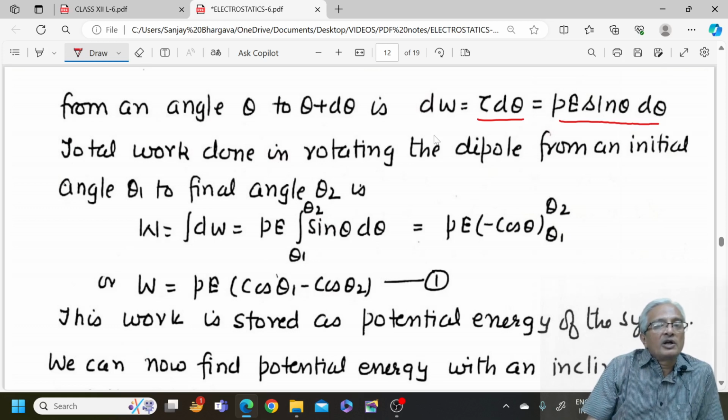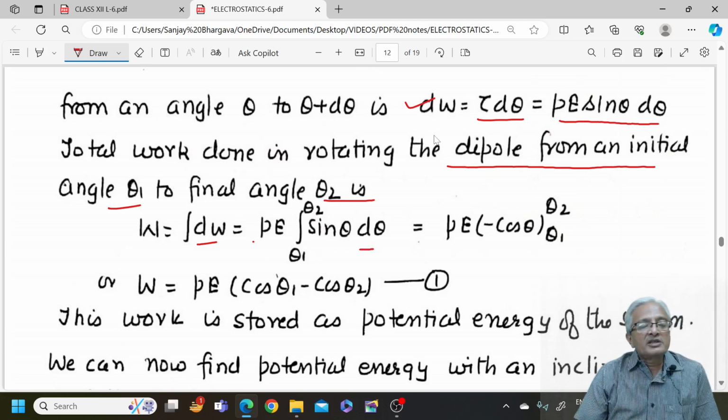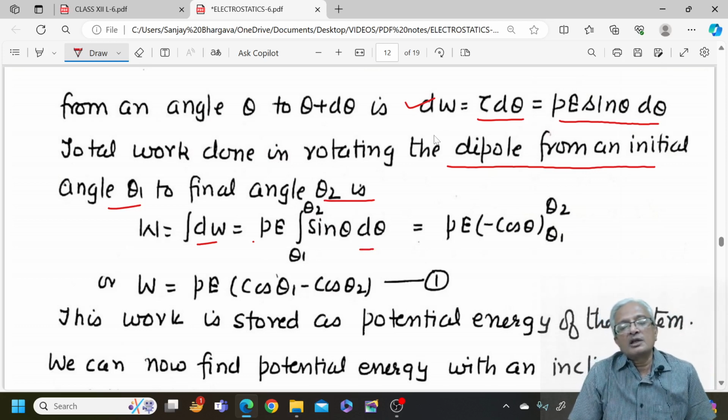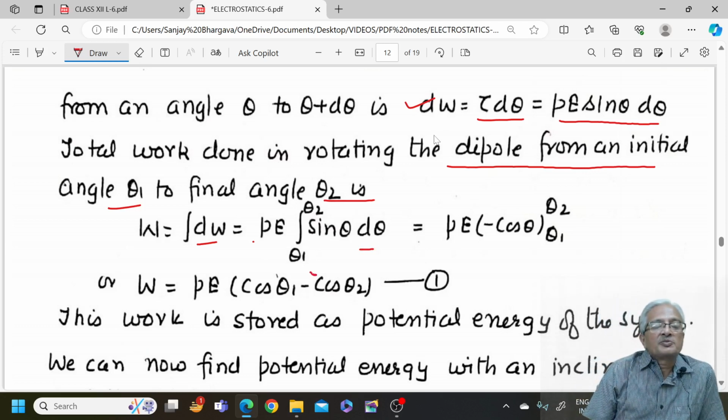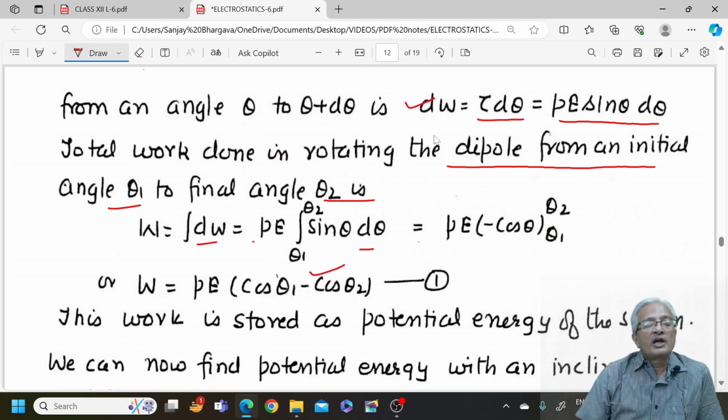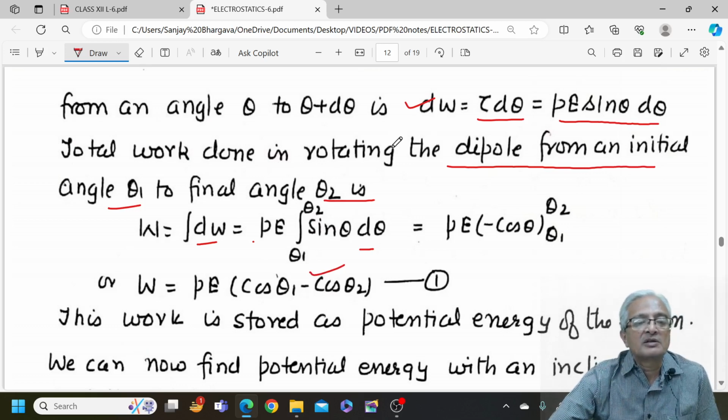Now we need to calculate the total work done in rotating the dipole from an initial angle theta 1 to a final angle theta 2. So we need to integrate this equation. The total work done is the integration of dW, where P and E are constant, from theta 1 to theta 2 of sine theta d theta. The integration of sine theta d theta is minus cos theta. Substituting the limits, we obtain the expression PE (cos theta 1 minus cos theta 2). This work is stored as potential energy of the system.